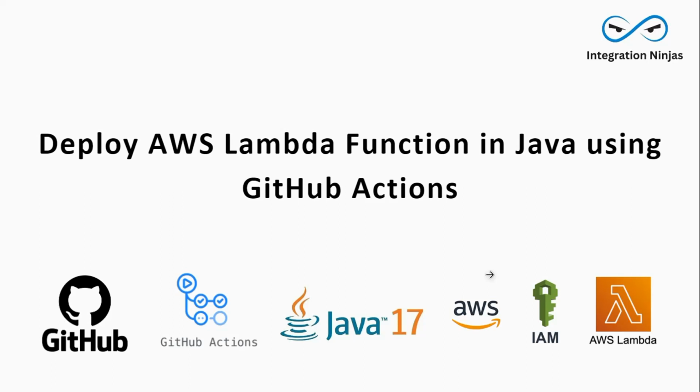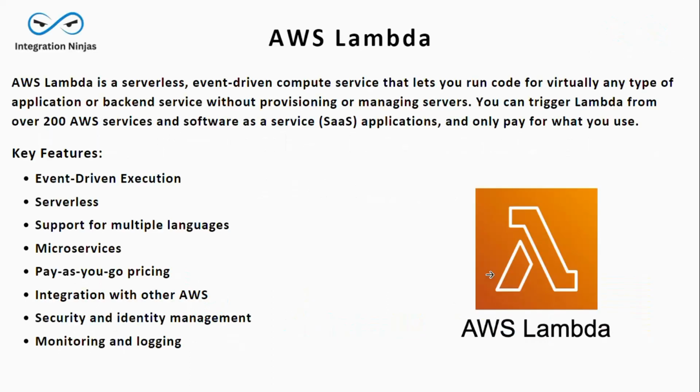So let's understand first what is AWS Lambda. It's quite familiar, but let's see what it is. AWS Lambda is a serverless event-driven compute service that lets you run your code for virtually any type of application or backend service without provisioning or managing servers. It means you don't need to manage any resources. AWS will take care of it.